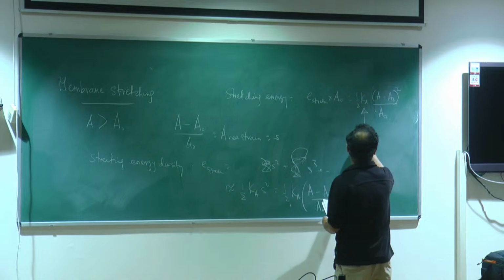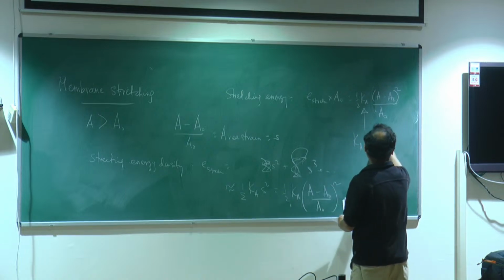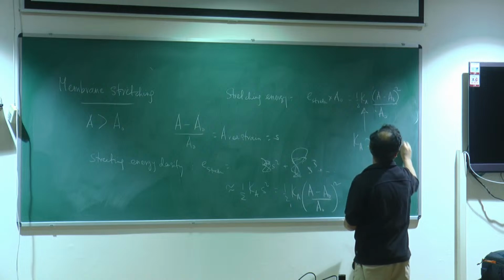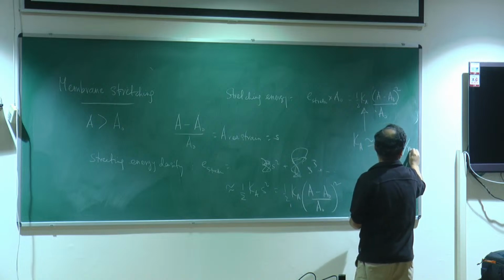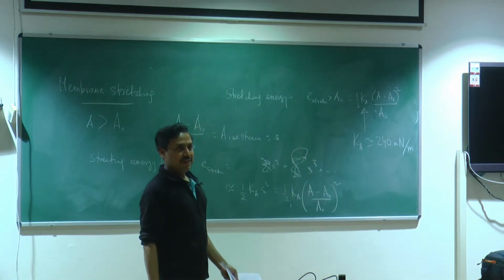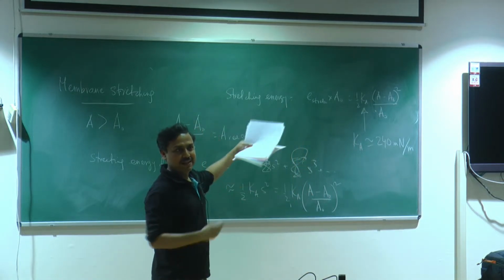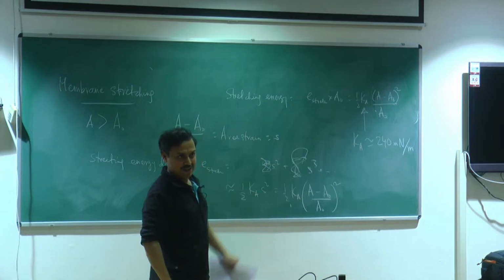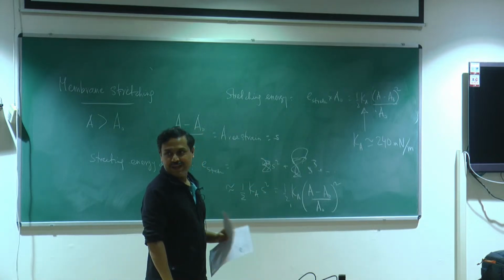The stretching modulus Ka is of the order of 240 millinewtons per meter. You can try to find out what the energy scale is, and find out what the unit should be.